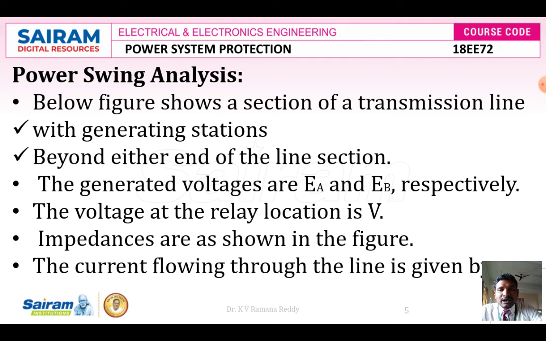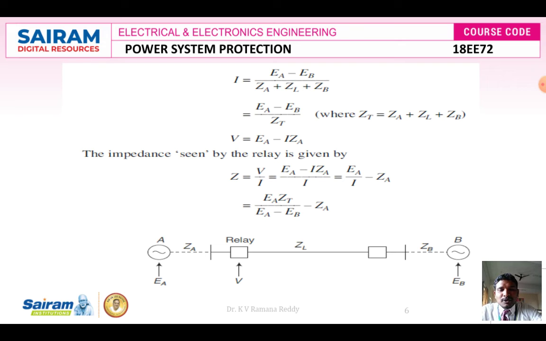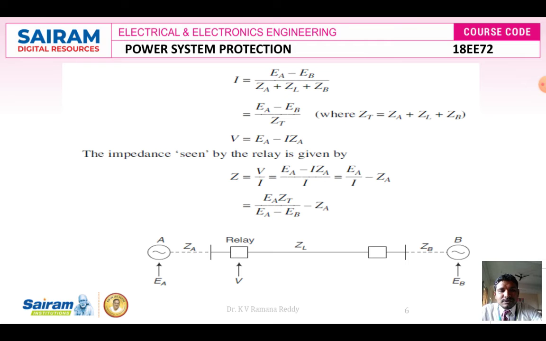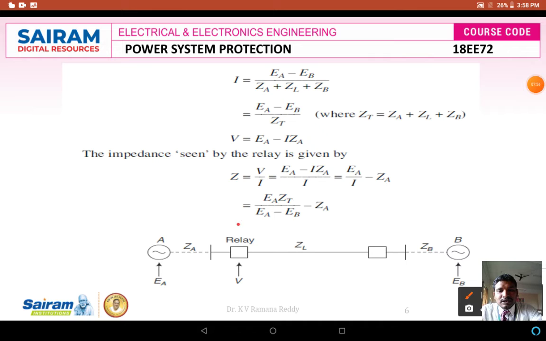Next, power swing analysis. To discuss power swing analysis, here I am showing a two machine model system. The two machine system consists of generating station A and generating station B with generated voltages EA and EB, and impedance ZA from station A and ZB from station B up to the location of the two relays. Between the two relays there is a transmission line whose impedance is ZL.